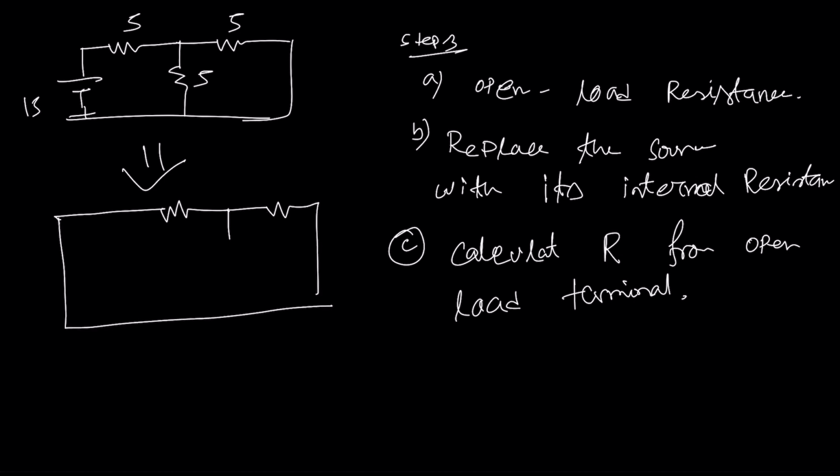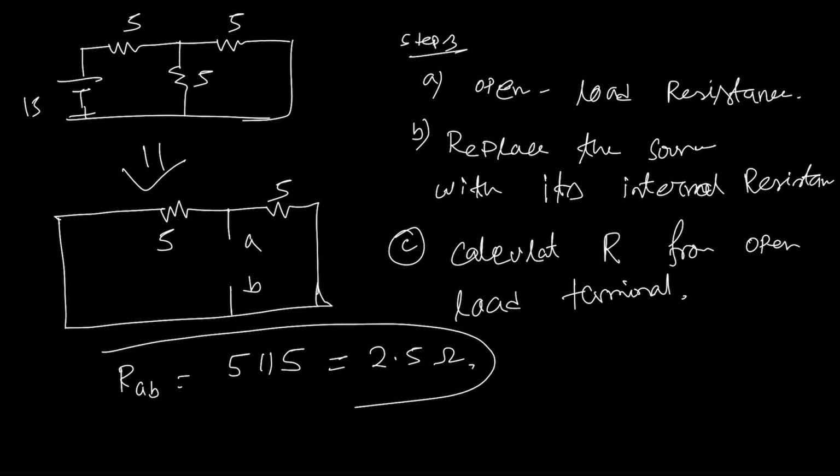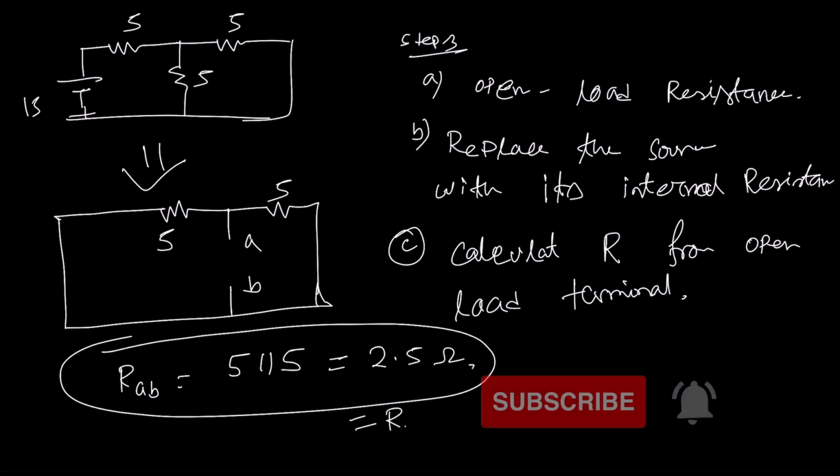So the circuit will look like this, right? This is A, this is B, 5 ohm, 5 ohm. Then we can write down RAB equal to 5 parallel 5 equal to 2.5 ohm. Okay. So now we already have the value of short circuit current or IN, and we already have the value of RAB or Rn.